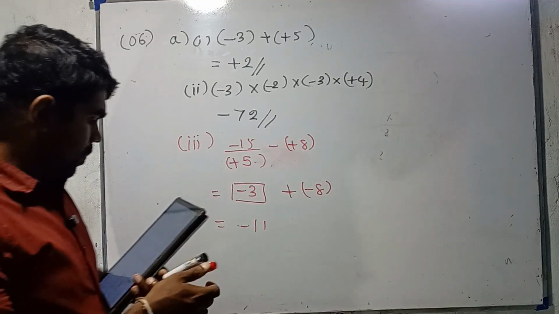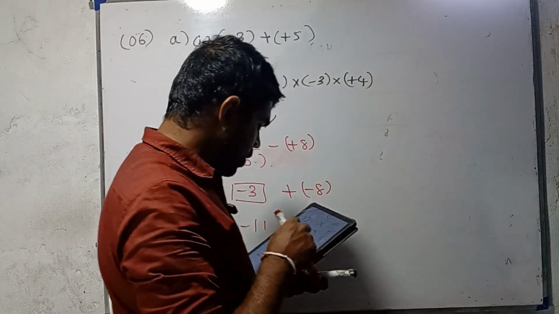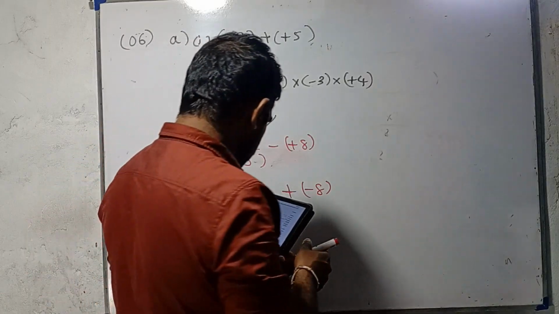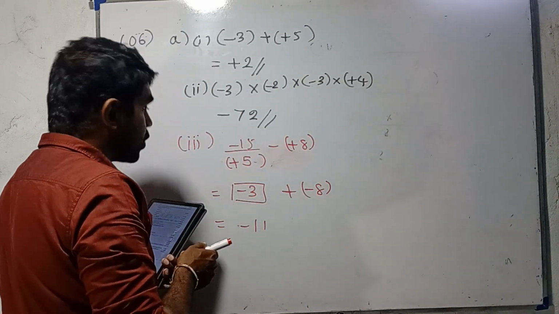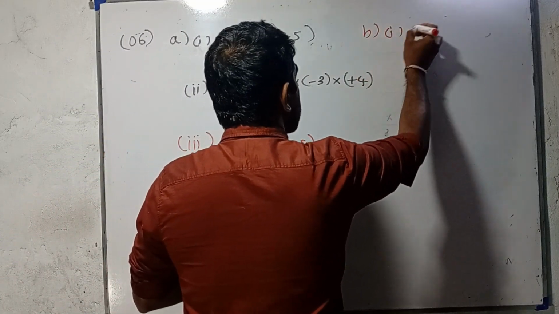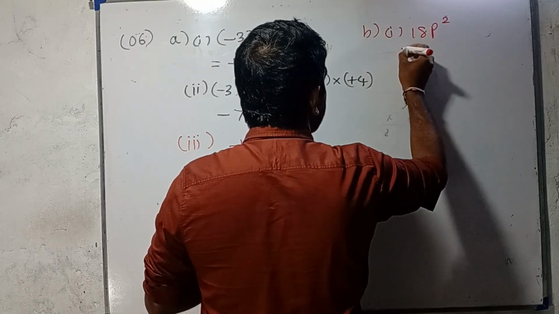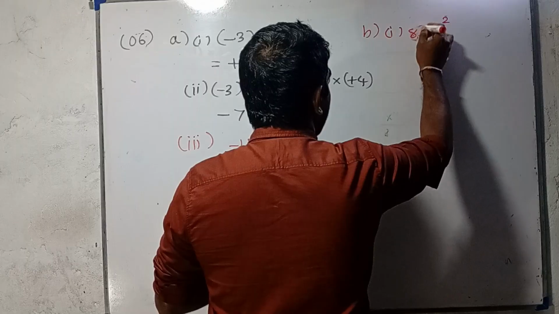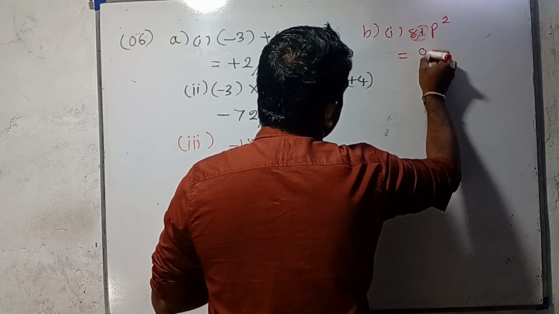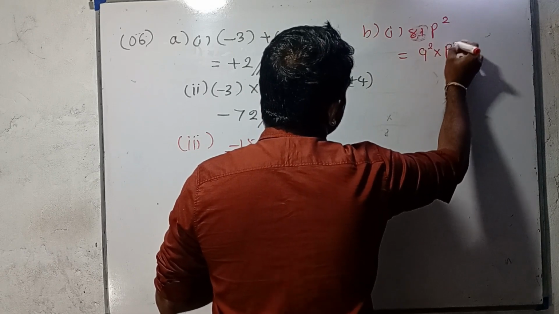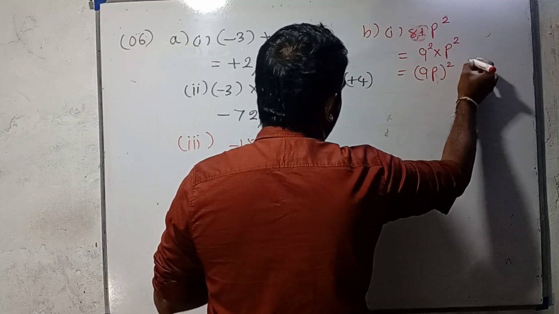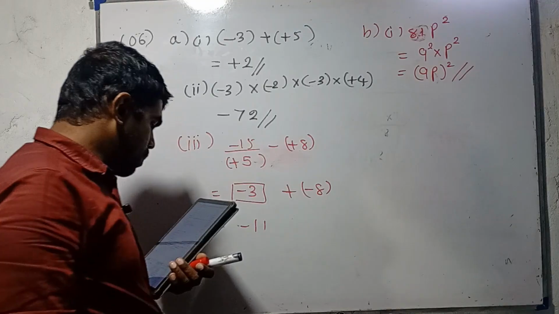Then part B, Roman number 1, represent 81 p to the power 2 as a power of a product. We can write 81 p to the power 2. We can write 81 with power 2, 9 to the power 2, p squared. Now we can write 9p squared. It is the power of a product.